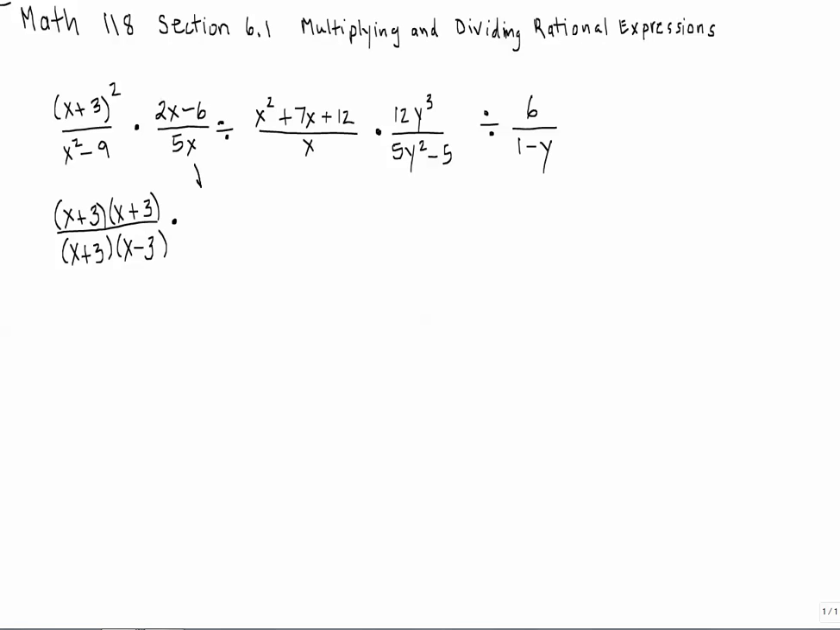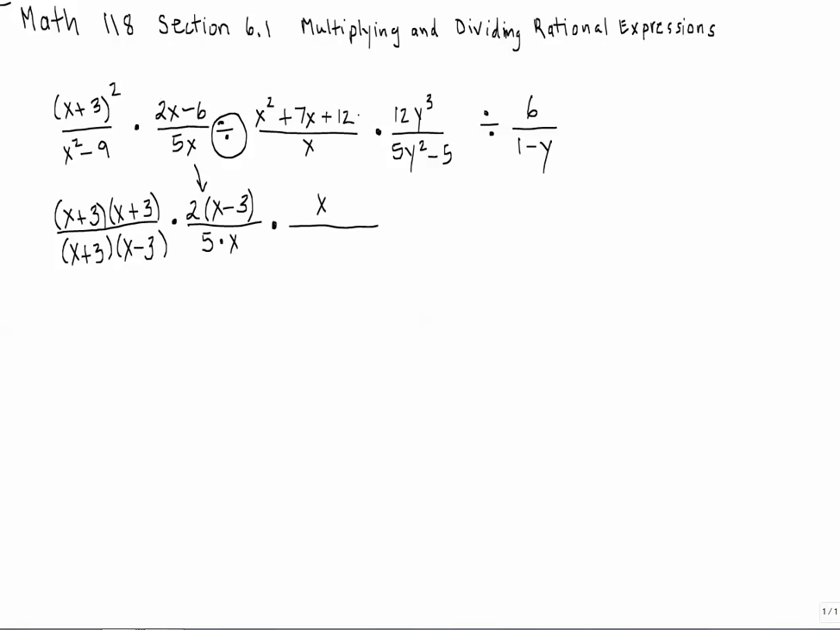Now, the next fraction, the numerator is 2x minus 6. The only thing I can factor there would be a greatest common factor of 2, and then I'm left with x minus 3. And the denominator is just 5x. Nothing to factor there, but keep in mind that 5x is the same thing as 5 times x. After that comes a divided by sign. When you have a divided by sign, change it to multiplication, and then flip the fraction that comes after that over. So where the x was in the denominator before, I've put it in the top.